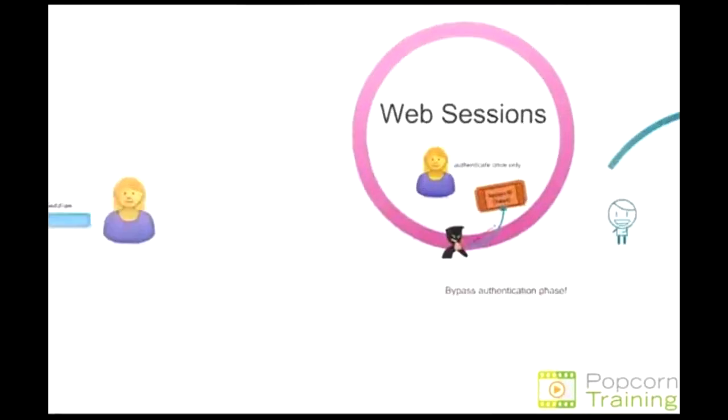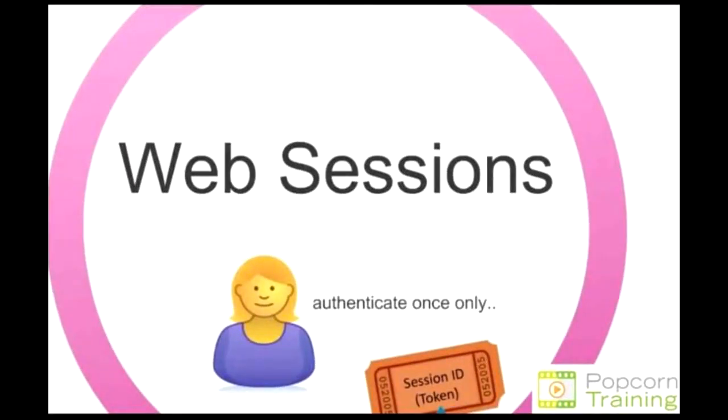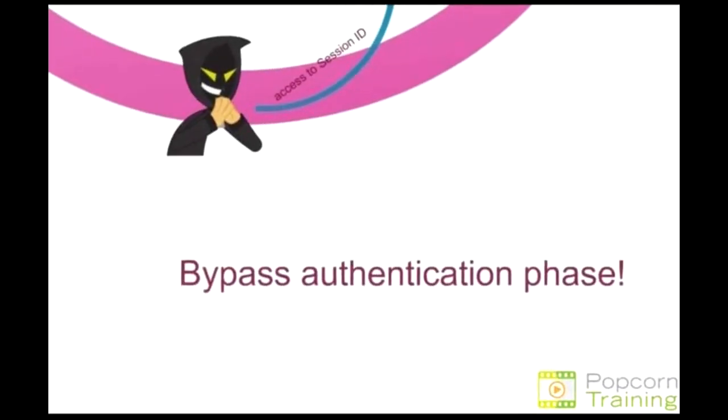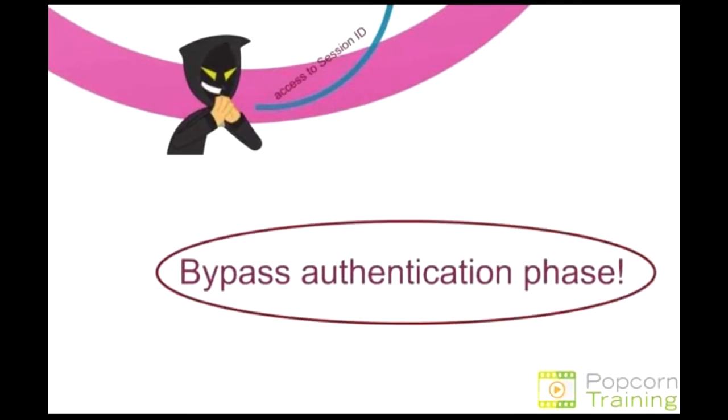So how does it work? Web sessions are very useful as they allow the user to authenticate just once without having to do so again during the session. From a security point of view, however, this means that once an authenticated session is started, access to that specific session ID or token allows an attacker the same access as if he had the username and password. This literally enables him to bypass the entire authentication phase and piggyback on the user's session.